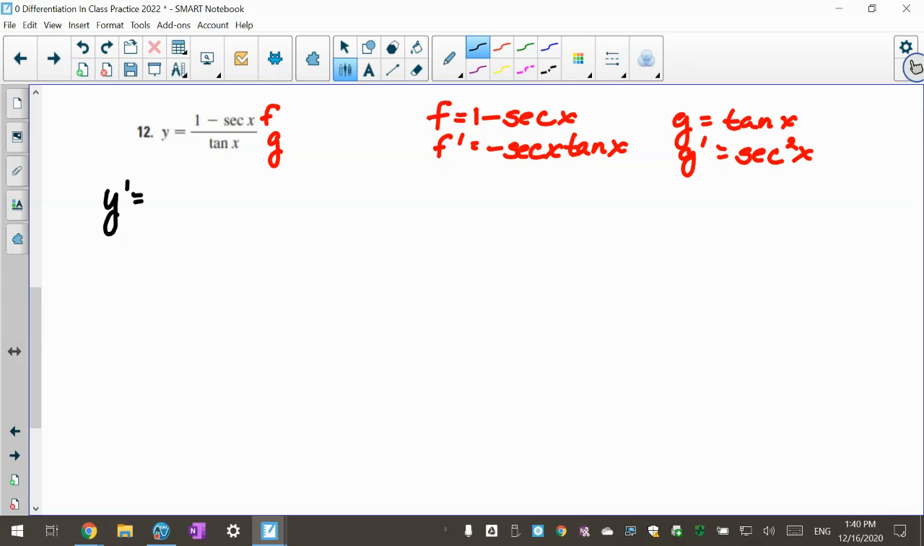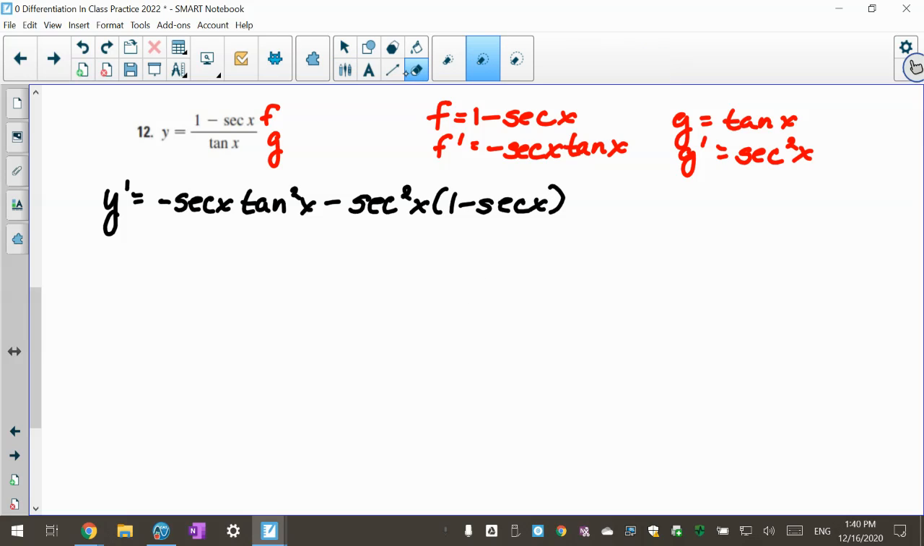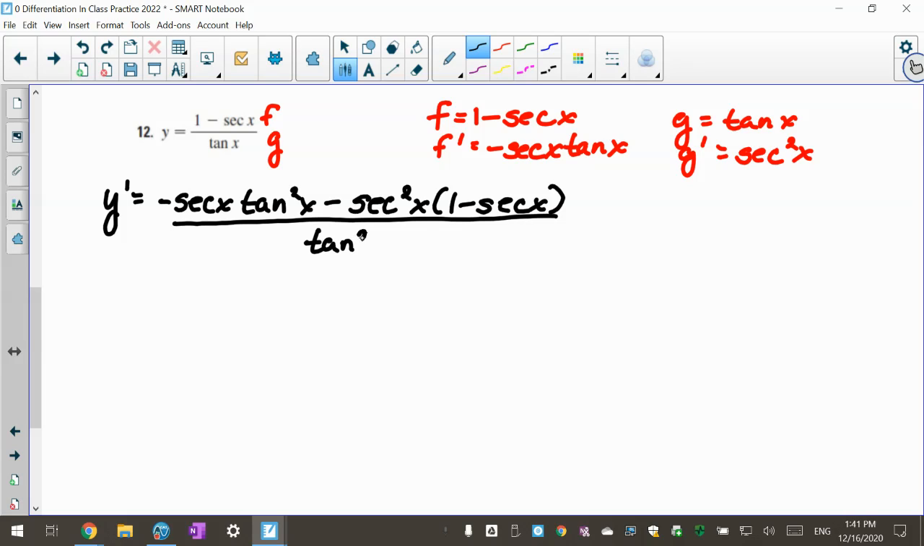And I'm going to do f prime g. So when I multiply that, I make that a negative secant x tan squared x, minus fg prime. And I'm going to put the g prime in front of the f. All over g squared. Okay, all over tangent squared x.